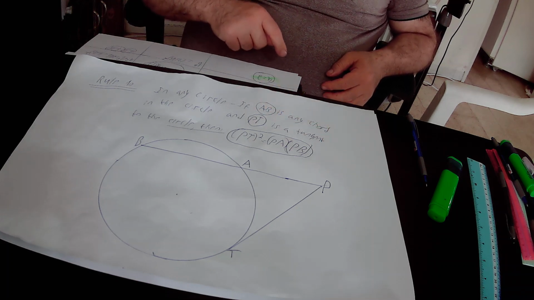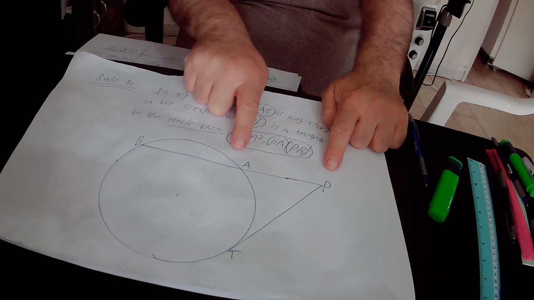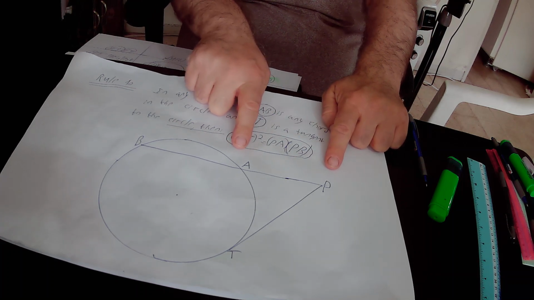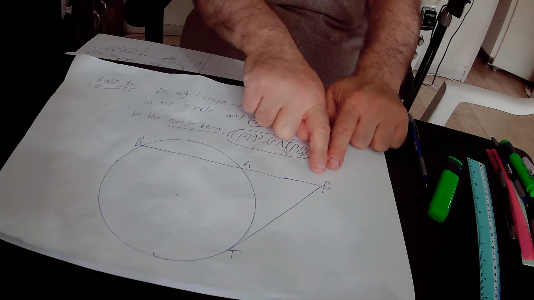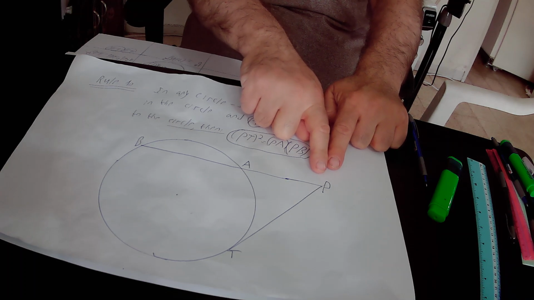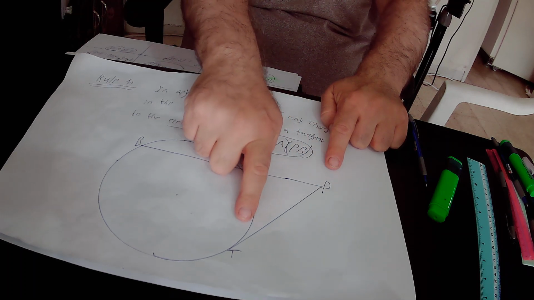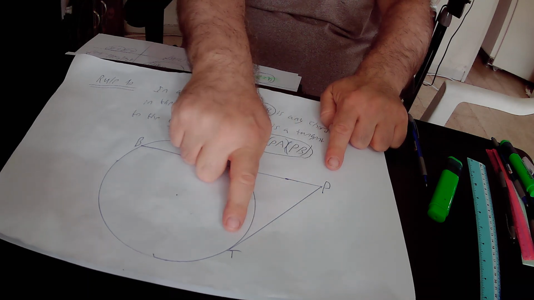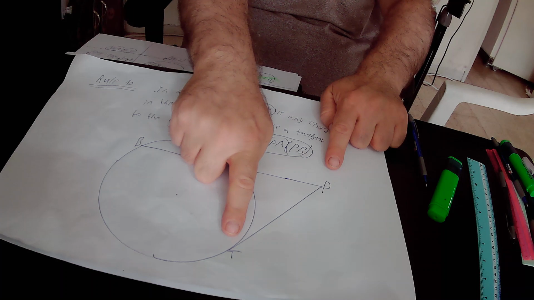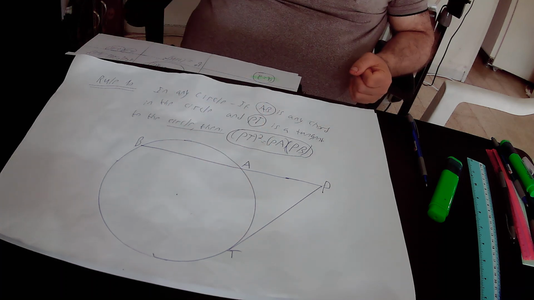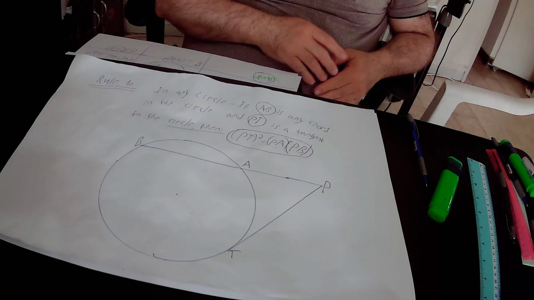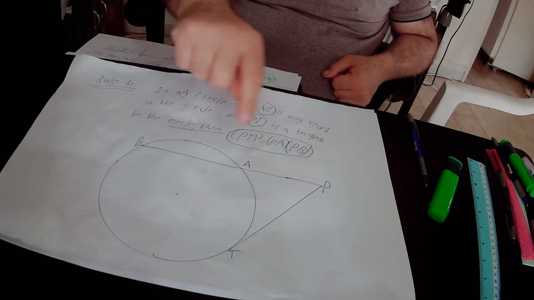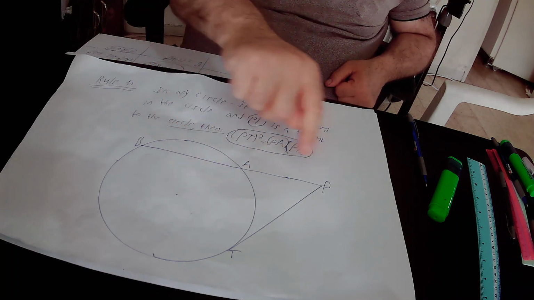and we join points P and A together by a straight line, and from this common external point P, we draw tangent PT, that is tangent to this circle at point T here. So in this drawing, the following equation will be true: PT square equals PA times PB. Again, PT square equals PA times PB.